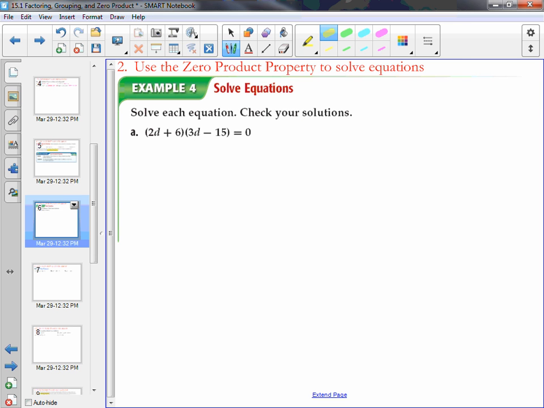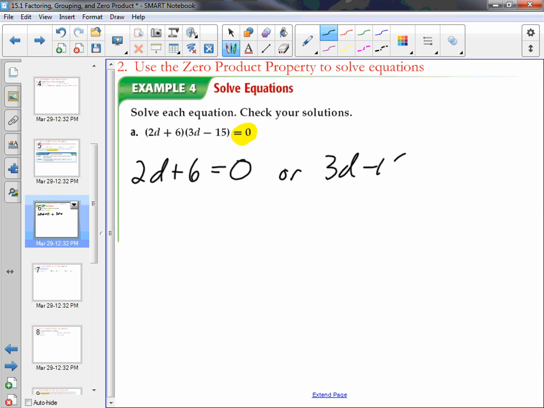Now, this particular factorization is not complete. In each parentheses, I could factor out a greatest common factor, but we have 2 factors multiplied together, and they equal 0. Now, it's really important that the 2 factors have a product of 0. If their product is 28, well, that doesn't mean that one of those factors equals 0, does it? Okay, so the product must equal 0. And since it does, the zero product property tells us that 2d plus 6 equals 0, or 3d minus 15 equals 0.